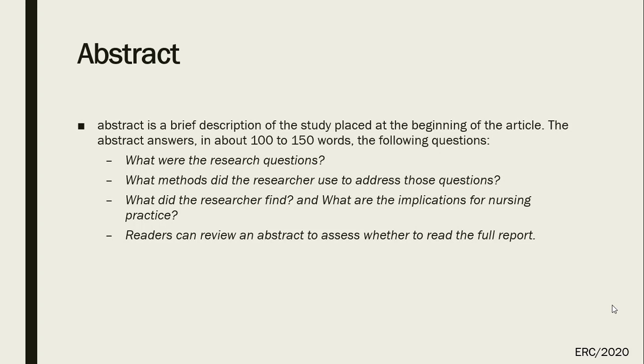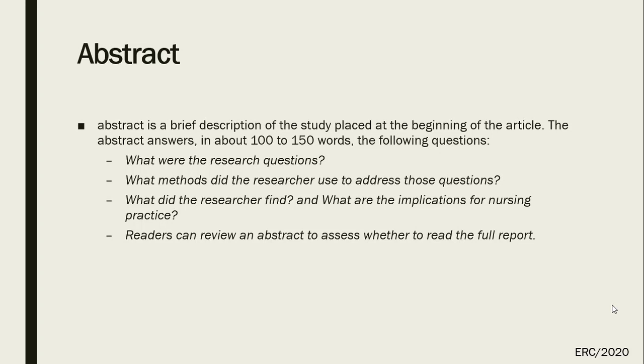An abstract is a brief description of the study placed at the beginning of the article. The abstract answers, in about 100 to 150 words, the following questions. What were the research questions? What are the problems of the study, or the statement of the problem? What methods did the researcher use to address those questions? For example, the research design, the data collection procedure, the data instruments you are utilizing in order to answer the research questions. Number three, what did the researcher find and what are the implications for nursing practice?